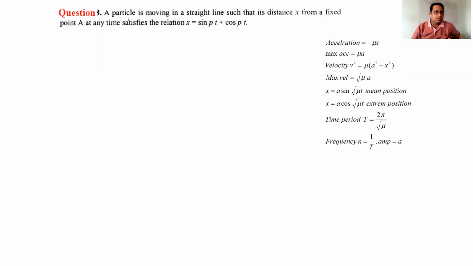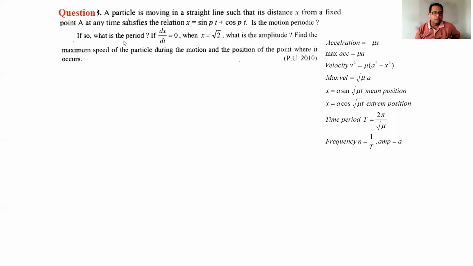So the first example is: a particle is moving in a straight line such that its distance x from a fixed point A at any time satisfies the relation x = sin pt + cos pt. Is the motion periodic? If so, what is the period? And if dx/dt is equal to 0 when x is equal to root 2, what is the amplitude? Find the maximum speed of the particle during the motion and the position of the point where it occurs.